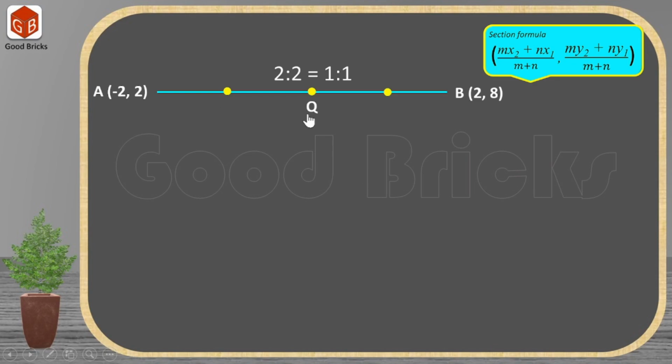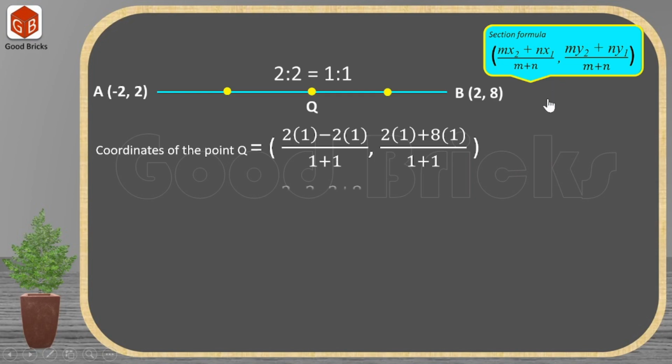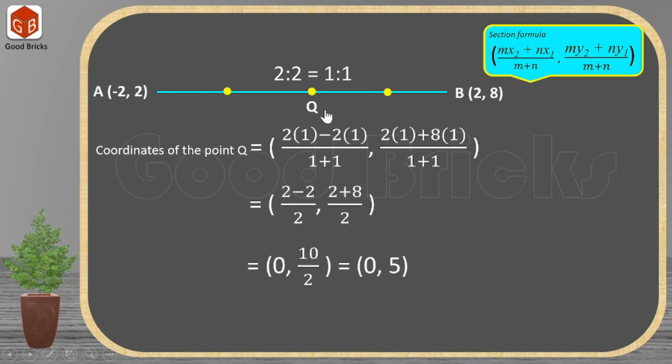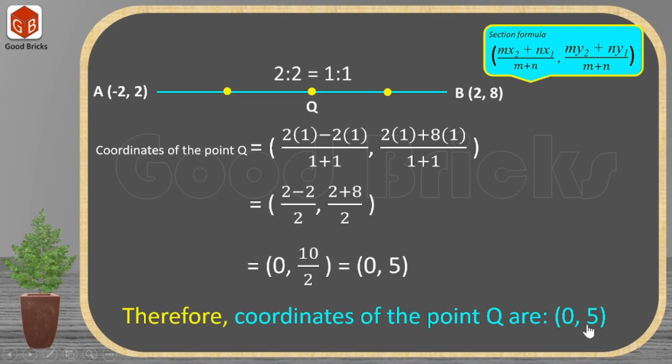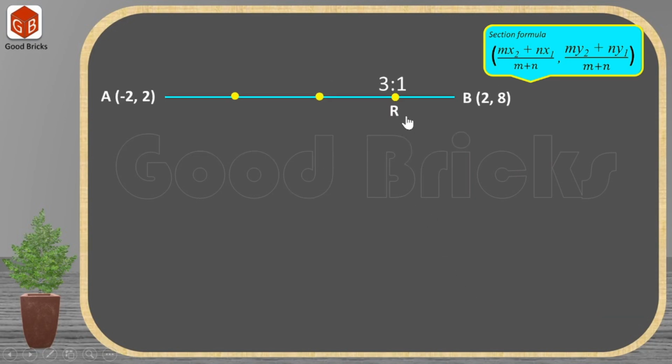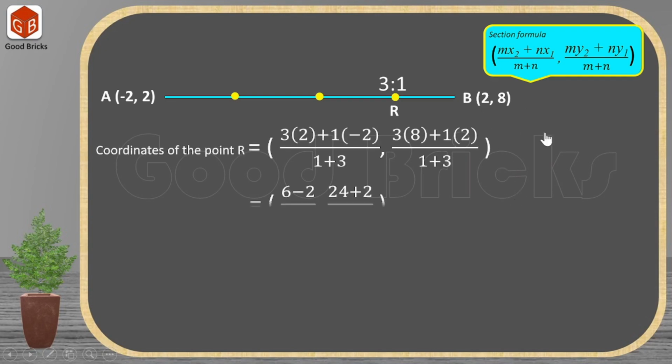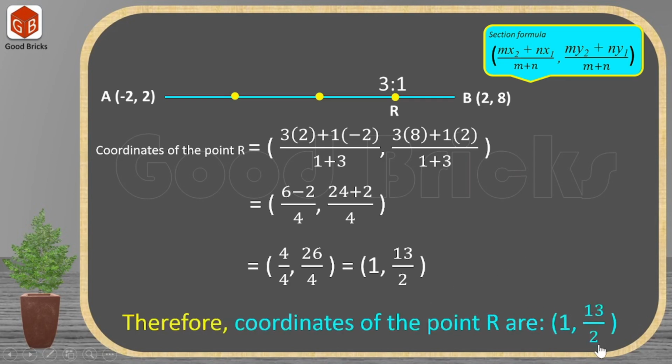Similarly, this point Q is dividing in 1:1 ratio to AB line segment. So again, using this section formula, we can find coordinates of point Q. Therefore, 0 comma 5 are the coordinates of point Q. Similarly, point R is dividing in 3:1 ratio to this AB line segment. So we can use again section formula and find coordinates, and what are they? 1 comma 13 by 2. Therefore 1 comma 13 by 2 are the coordinates of point R.